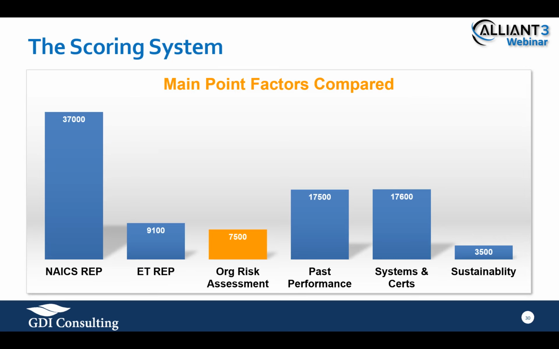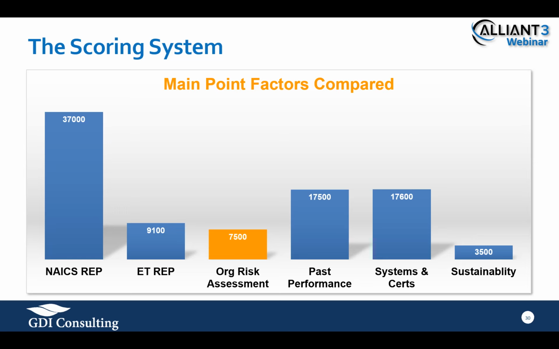So you can see NAICS reps give you 37,000 points, ET reps 9,100, organizational risk assessment 7,500. I've put it here, not towards the end as the RFP actually states it, because I want to compare it with ET reps. I'll come back to that, why I'm doing this, but see that they're approximately in the same range. ET reps are 9,100 and organizational risk assessment is 7,500. I will explain why I'm doing this.